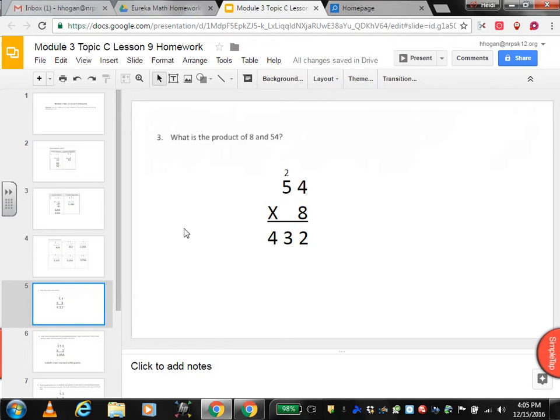3,456. And this is just another way of asking you to multiply. What is the product? The product is the answer to a multiplication problem of 8 and 54. So 54 times 8. So you just write it.